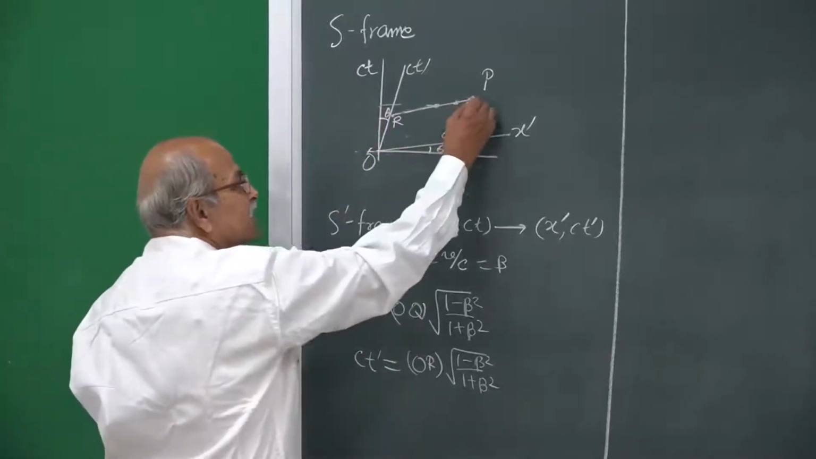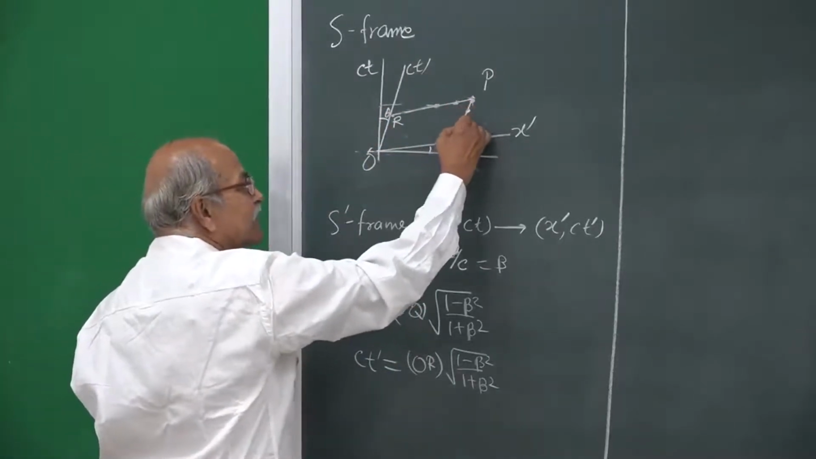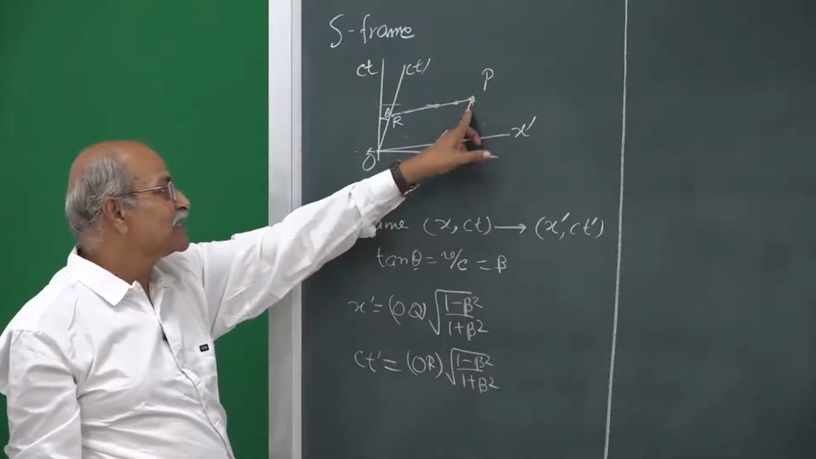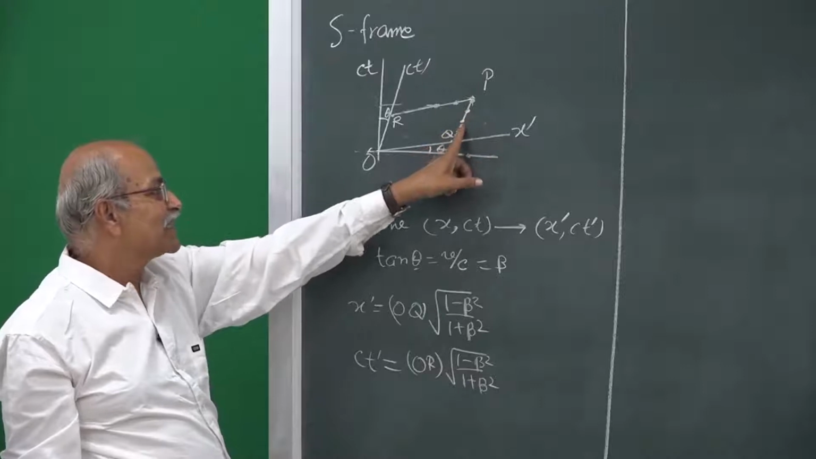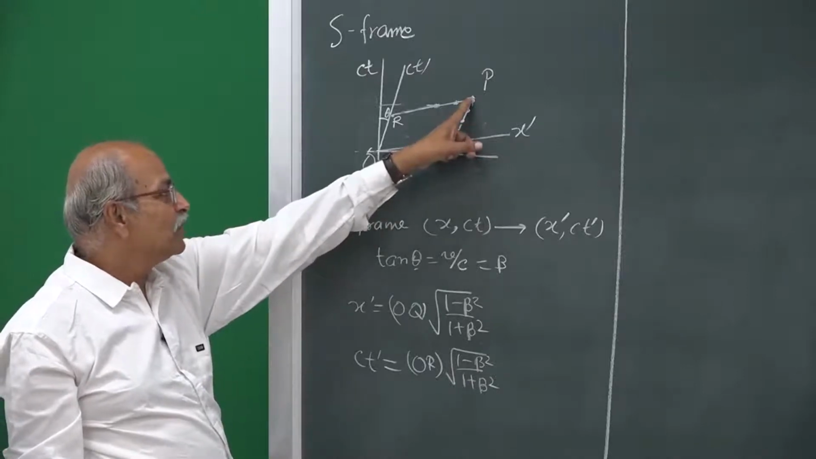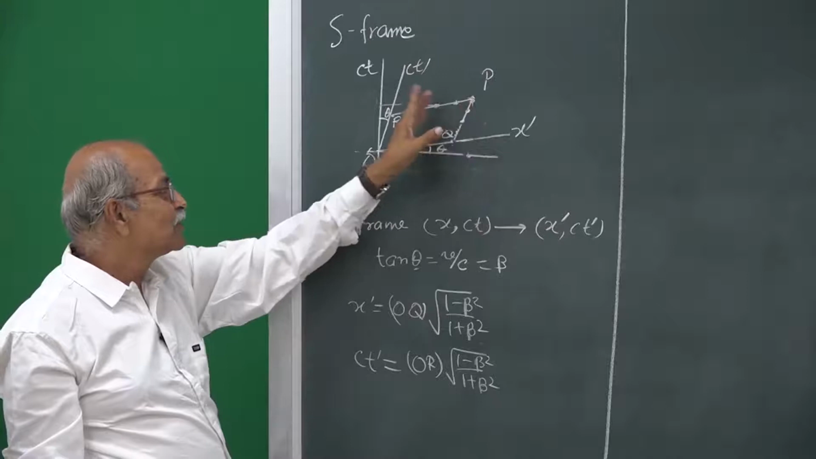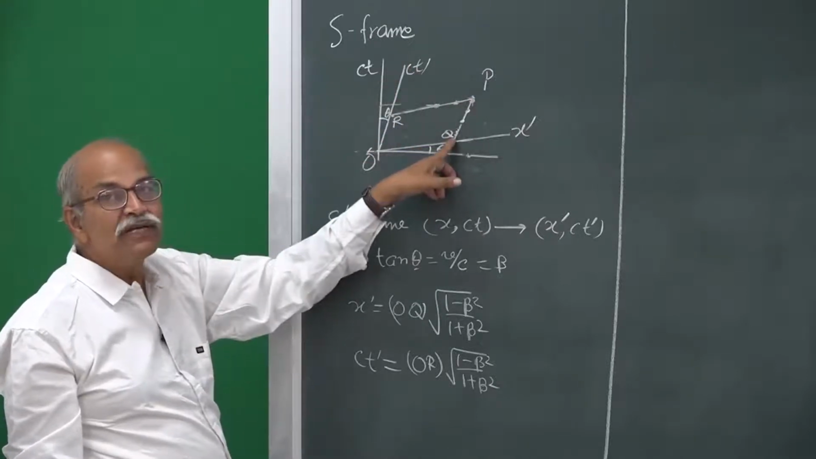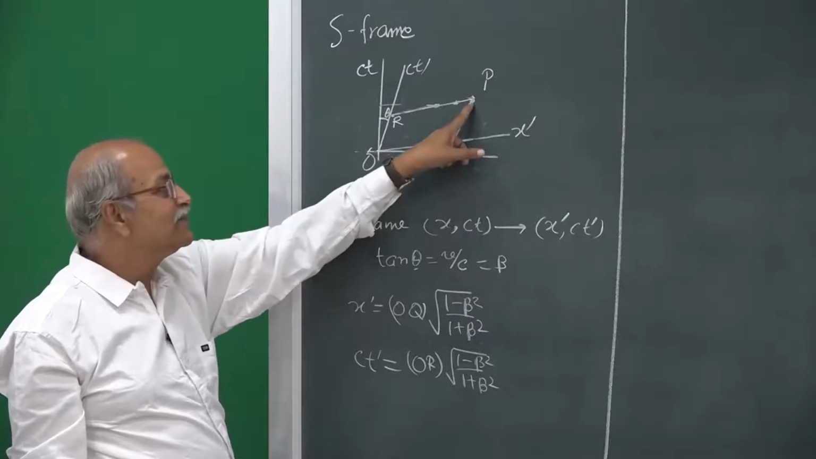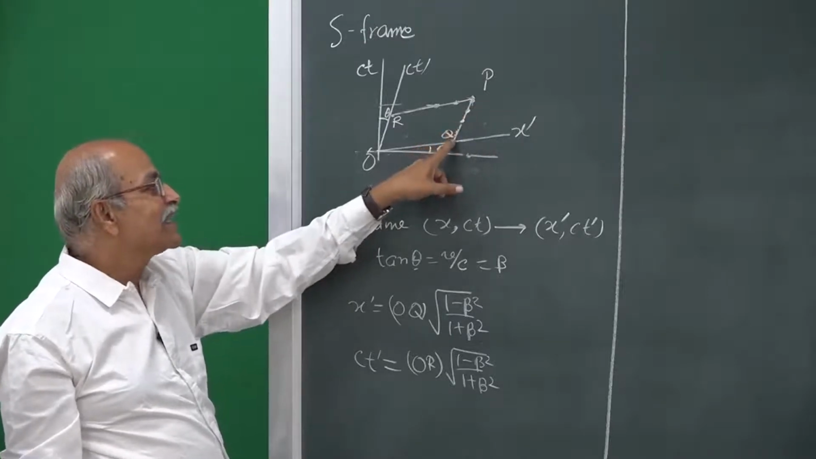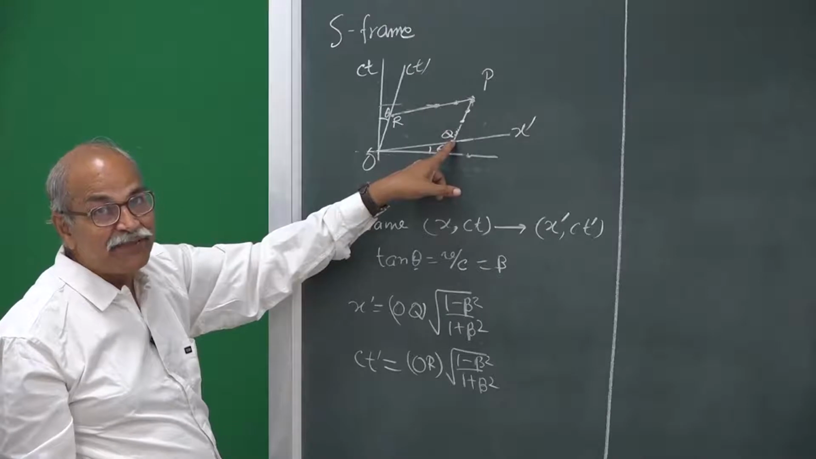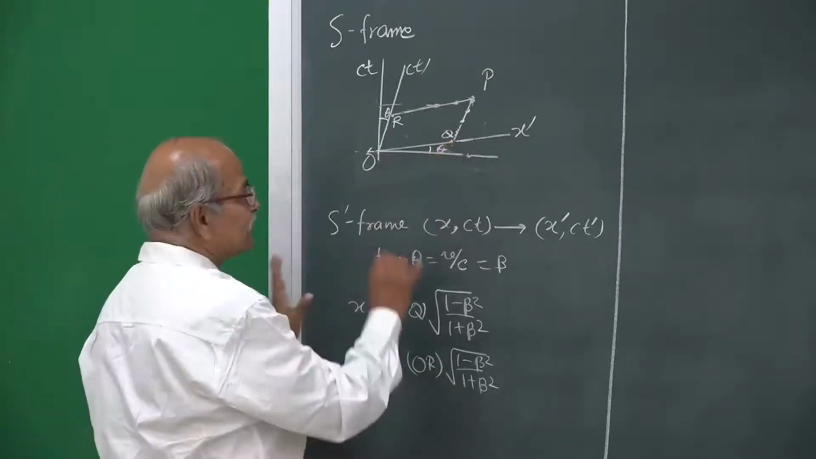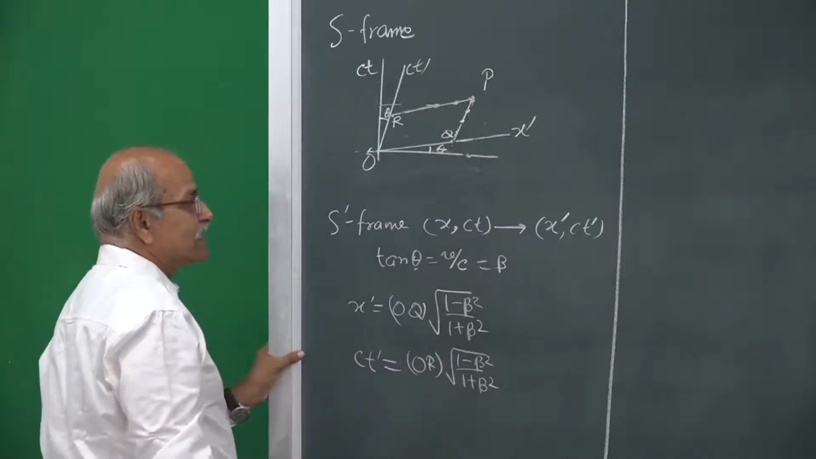Similarly, this point, this point, this point, there is an event corresponding to each of them. For all these events, once you draw a line parallel to CT prime, they will all come to this Q only. So, all these events are occurring at the same x prime. In S prime frame, they are occurring at the same point. So, these are the things which we discussed.